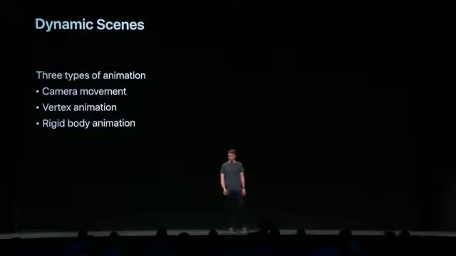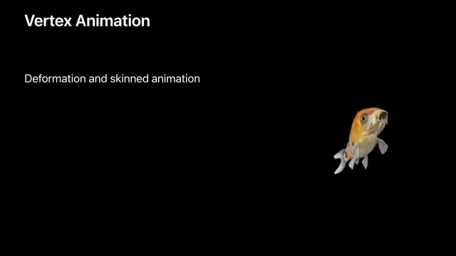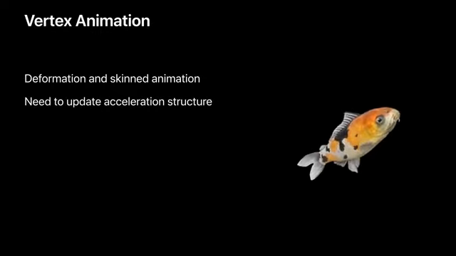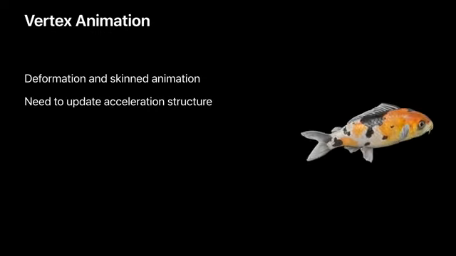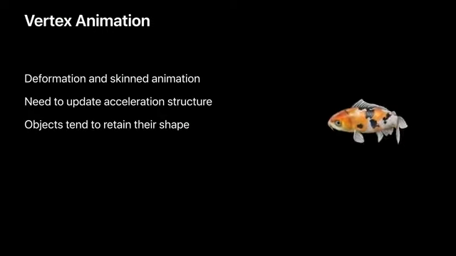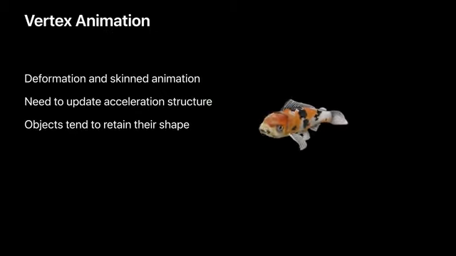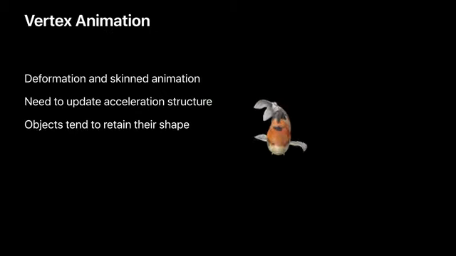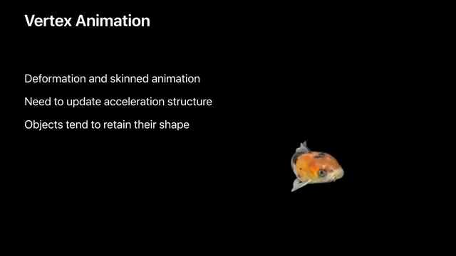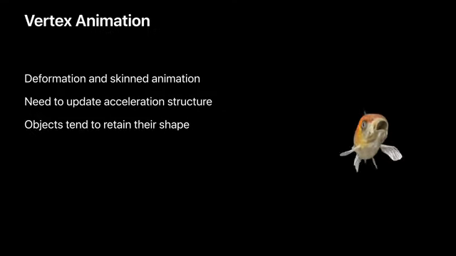So let's first talk about vertex animation. As the geometry changes, we need to update the acceleration structure. We could rebuild it from scratch every frame, but we can actually do better. In vertex animation use cases, objects tend to mostly retain their shape. For example, a character's hands will stay connected to their arms will stay connected to their body, and so on. So the spatial hierarchy encoded into the acceleration structure is mostly still valid. It just needs to be adjusted to the new geometry.